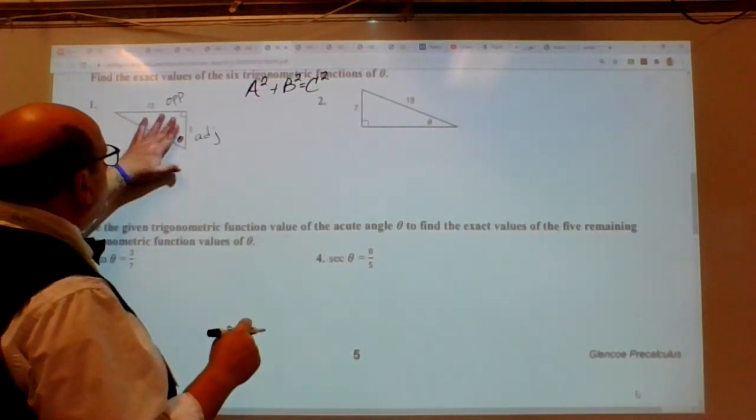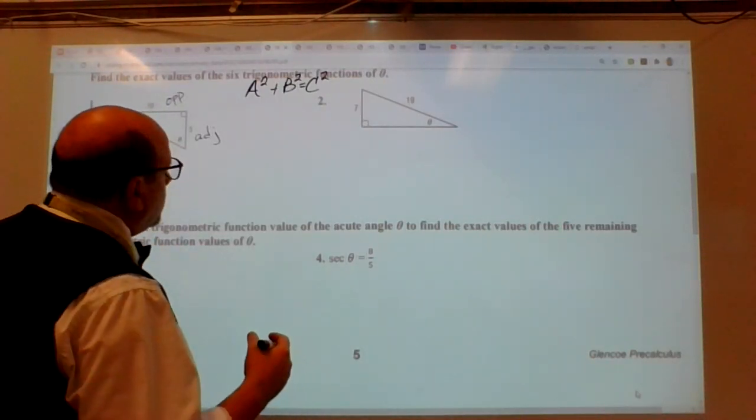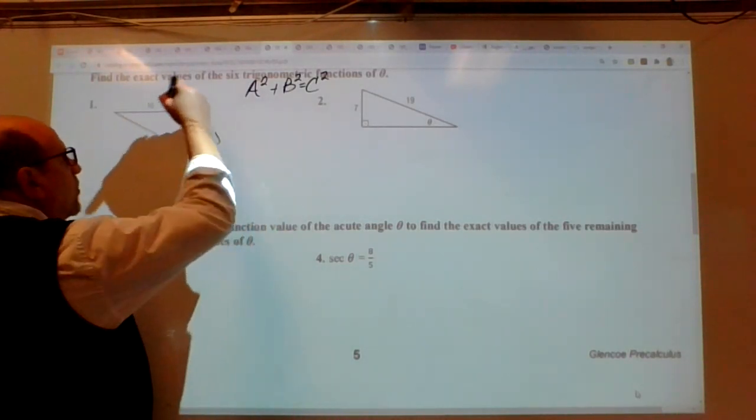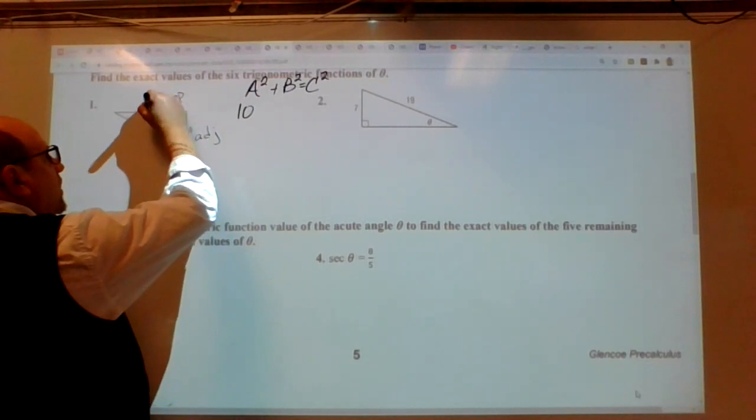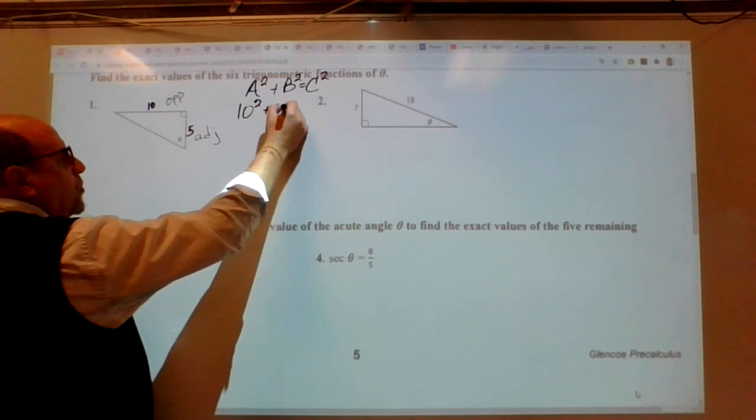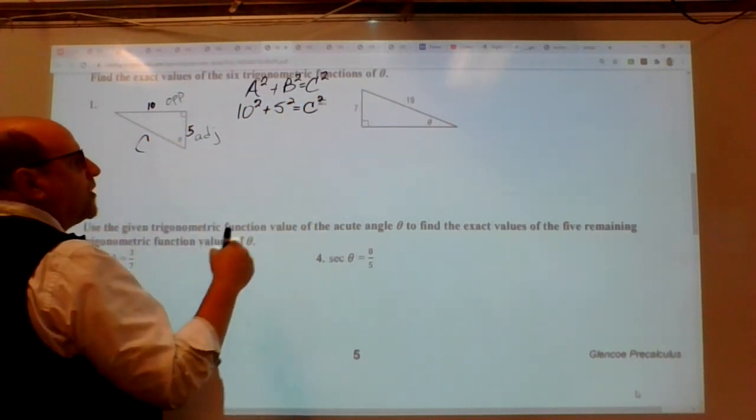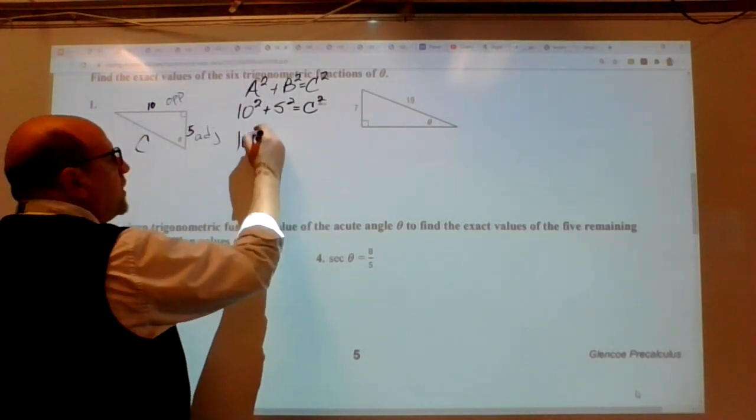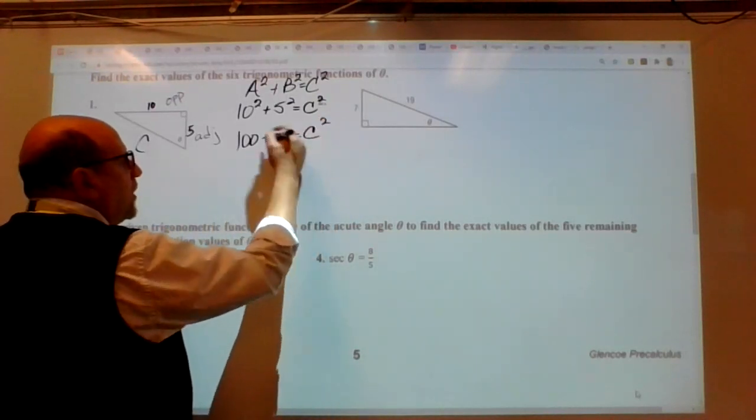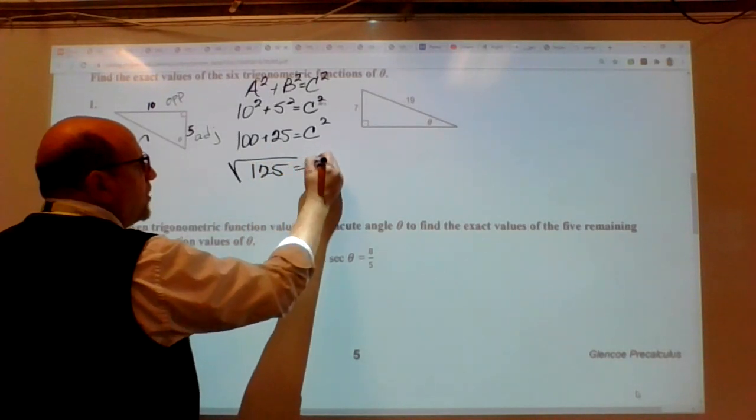Now, when you used it before, you came up with numbers that were super simple to work with. This one's not going to be so easy. Ha ha ha. Here we go. We're going to say 10 squared, because that's a 10 right there, and this is a 5. 10 squared plus 5 squared equals C squared. This is going to be C for us. All right, 100 plus 25 equals C squared. Well, I'll take the square root of both sides. So the square root of 125 equals C.